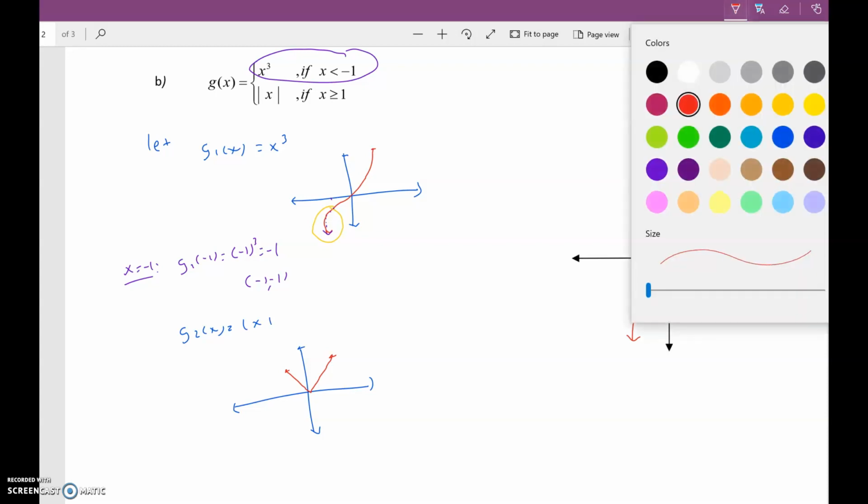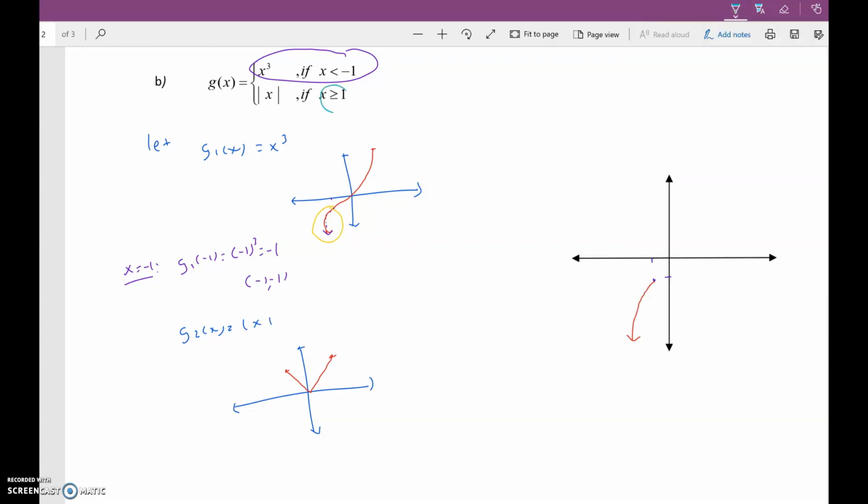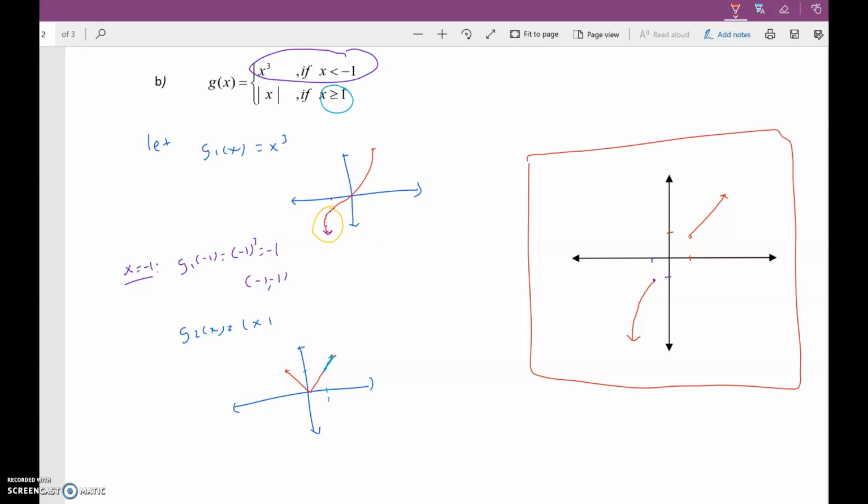Your second function happens to be for x greater than or equal to 1. That's 1, that's 1. So it's going to be this portion here. Let me transfer that in red. So that would be 1, 1. And it's just the portion of the v that's going in this direction. Both of these are solid. This is our function, which we happen to be calling g of x.